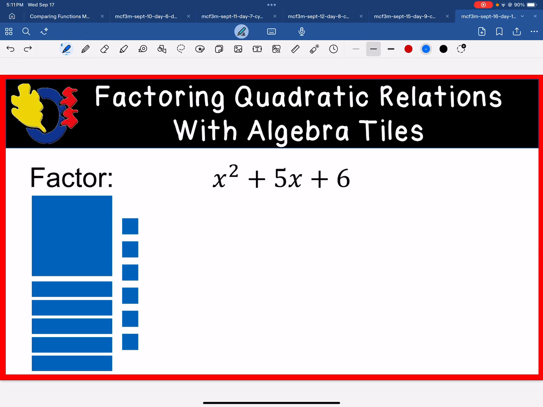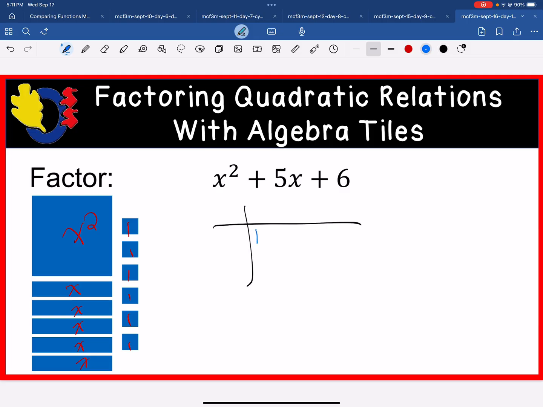Okay, in this exercise, we are going to practice factoring with algebra tiles. So we have our x squared, x. I've gathered all of my tiles over here. I'm just labeling them for you so you know what they represent. And we're going to start by drawing a little schematic diagram.